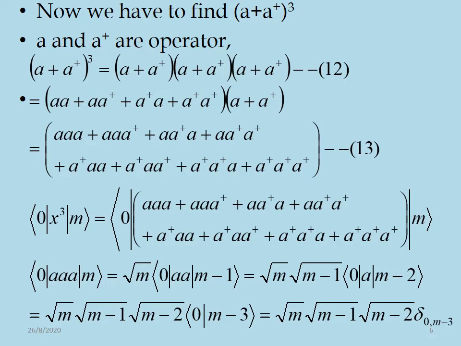So here m varies from m is equal to 1, 2, 3 and this term becomes 0, this term becomes 1 when m minus 3 is equal to 0. That means m is equal to 3. So if you put this value for m is equal to 3, this has a value.